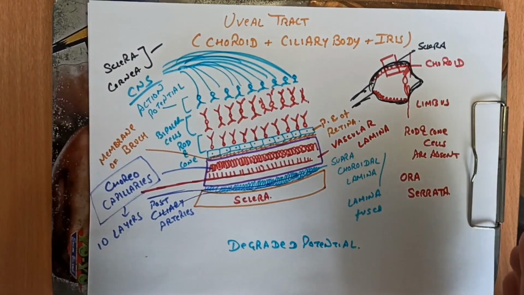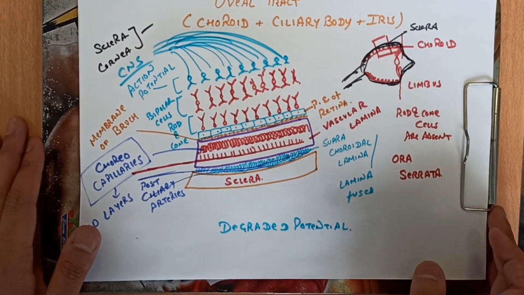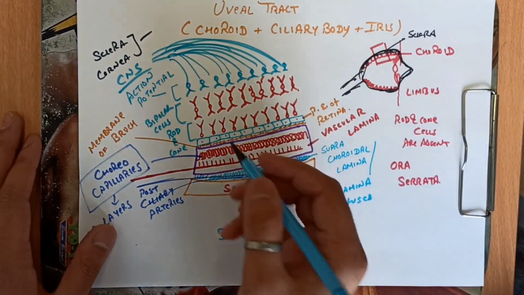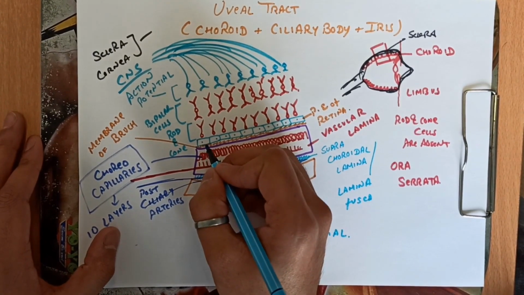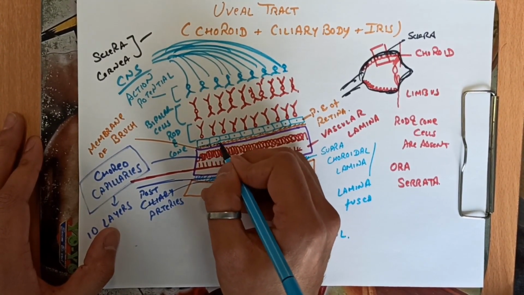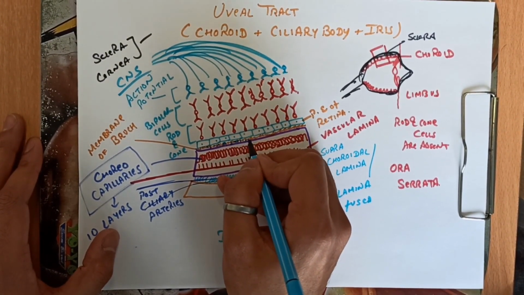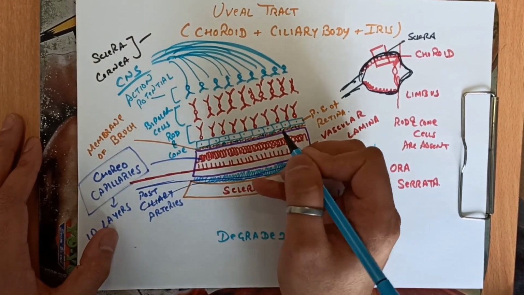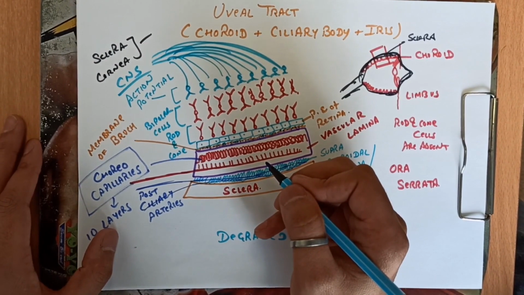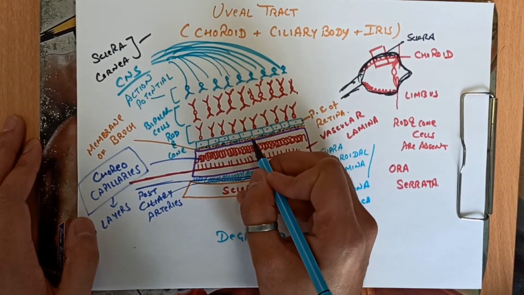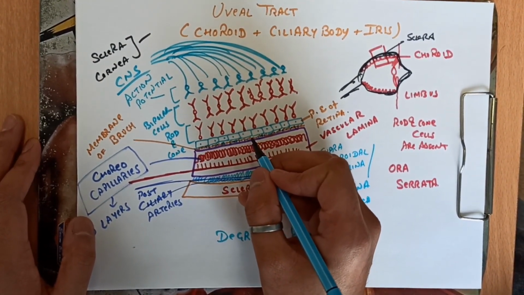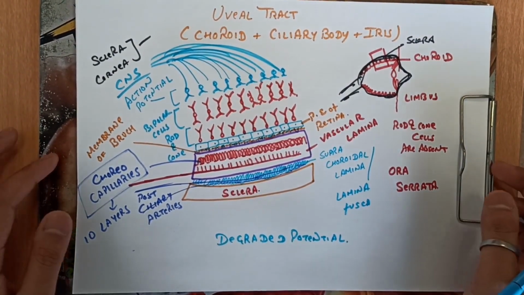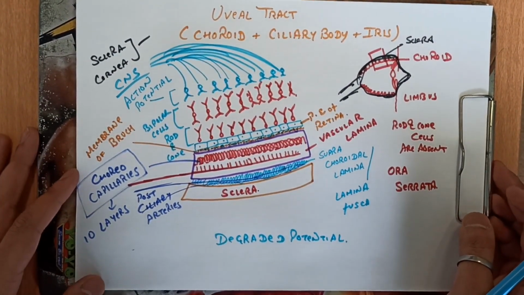Many times, as age increases, extracellular deposits get added into the membrane of Bruch. Here are the extracellular deposits as age increases after 60, 65 or 70, and these extracellular deposits cause the inflammation of rods and cones, and there is a decrease in the visual sensation or visuality of the eye.